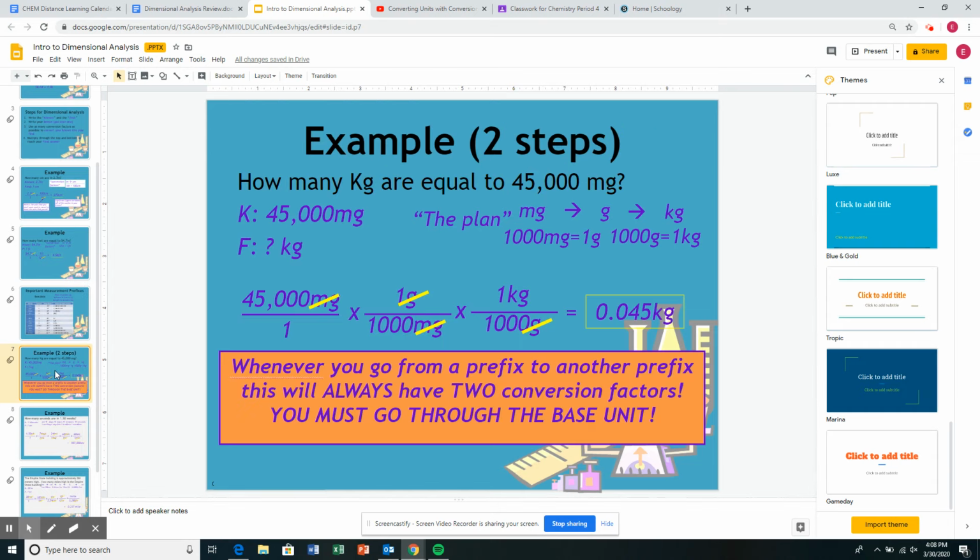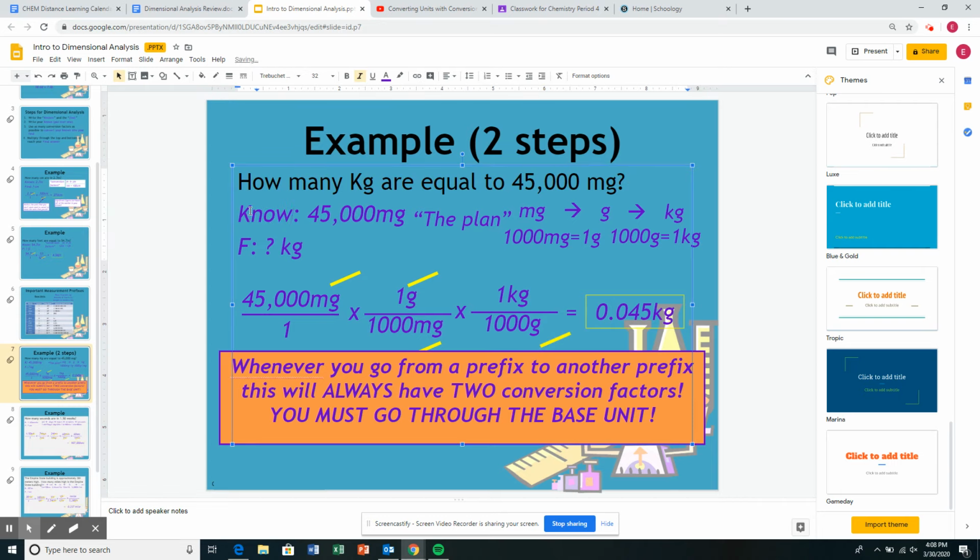Let's look at our next one here. Let me get these slashes out of the way for a second. So this is a two-step conversion. The problem says how many kilograms are equal to 45,000 milligrams. So we have our known here, it's 45,000 milligrams.